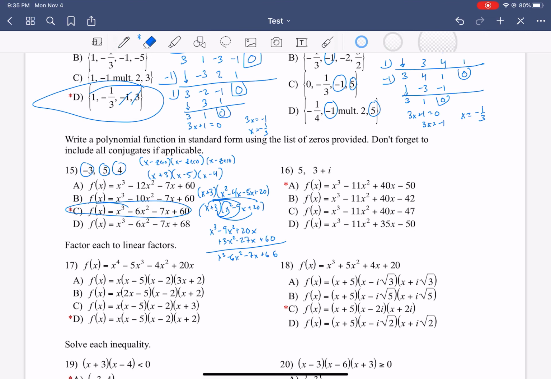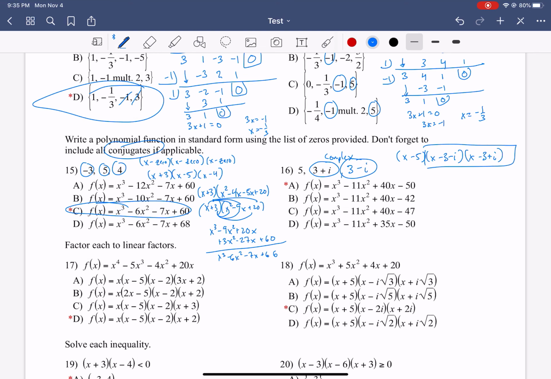For number 16, it's a bit more difficult because we have this complex number, and that's where the conjugate comes in. If we have 3 plus i, that means we also have the conjugate, which is where we switch that inside operation. So we always get this third, separate zero. So we still do the same process. x minus our zero, so x minus 5. x minus our zero, so x minus 3 minus i. And then x minus our last zero, so x minus 3 plus i.